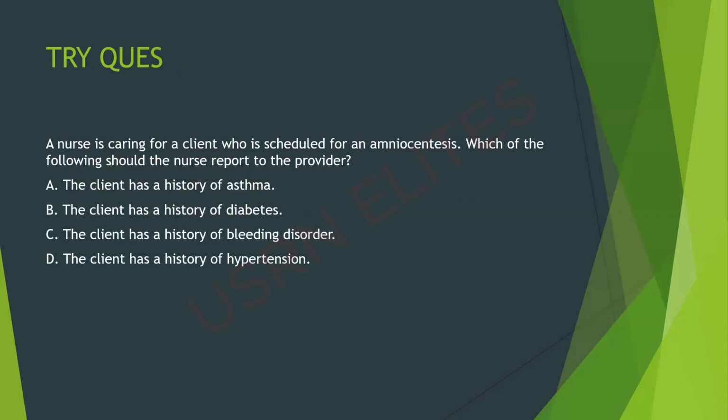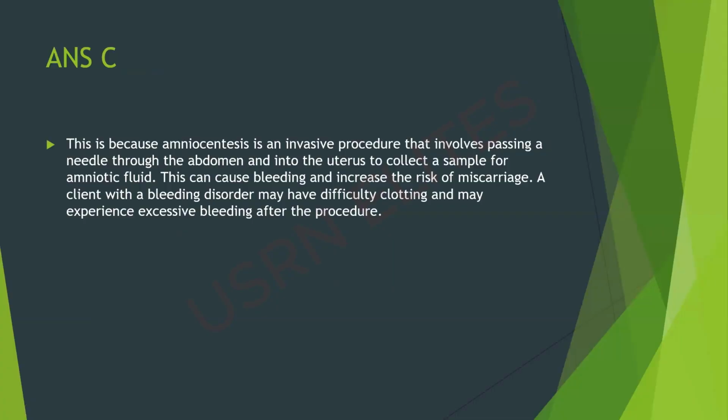A nurse is caring for a client scheduled for amniocentesis. Which of the following should the nurse report to the provider? Client has history of asthma, history of diabetes, history of bleeding disorder, history of hypertension. Which one's the correct answer? C, bleeding disorder. Because of what? There's still a needle. As simple as ABC.